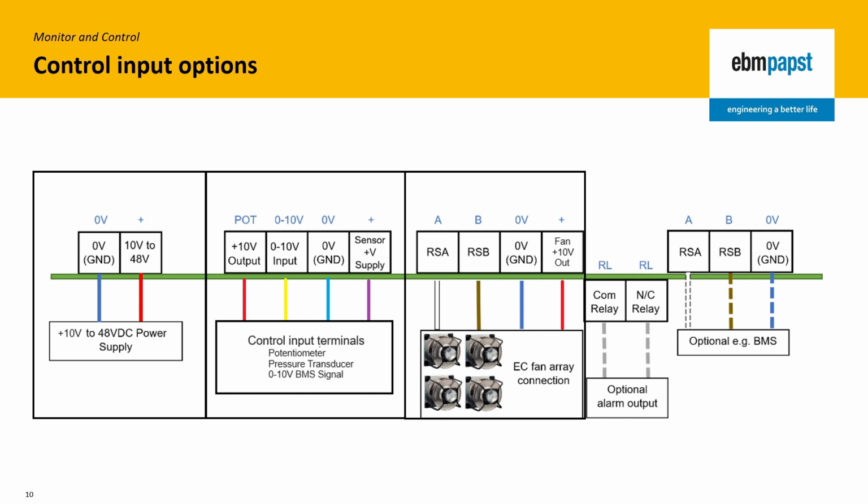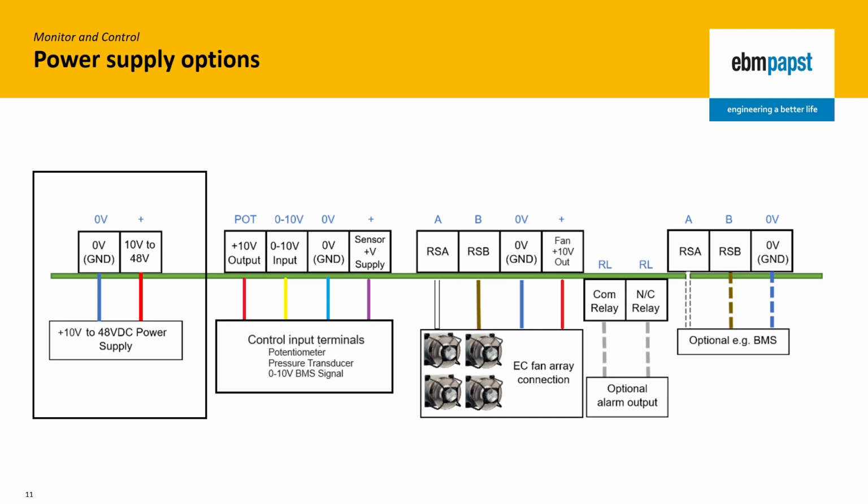The next block of terminals are for fan network communications. RSA and RSB are for data transmission and reception. The ground should be connected to all devices in the network, and the 10 volt DC input is for when the MDC is being powered from the fans in the array. There's an alarm relay which can be activated by programming the MDC to recognize a fault condition, and network terminals to receive commands and transmit data to higher level control systems.